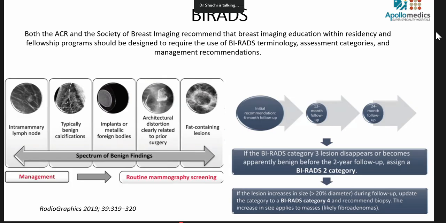If you get a BIRADS 3 lesion, initial recommendation is 6 months follow-up, then 12 months follow-up, then 24 months follow-up. If it disappears or becomes apparently benign before the 2-year follow-up, remember that the 2-year duration has to be there, it is assigned as BIRADS 2. However, if the lesion increases in size, that is more than 20% in diameter during follow-up, update it to the category of BIRADS 4 and recommend biopsy. This increase in size applies to masses like fibroadenomas also. If they are increasing more than 20%, then advise a biopsy for it.